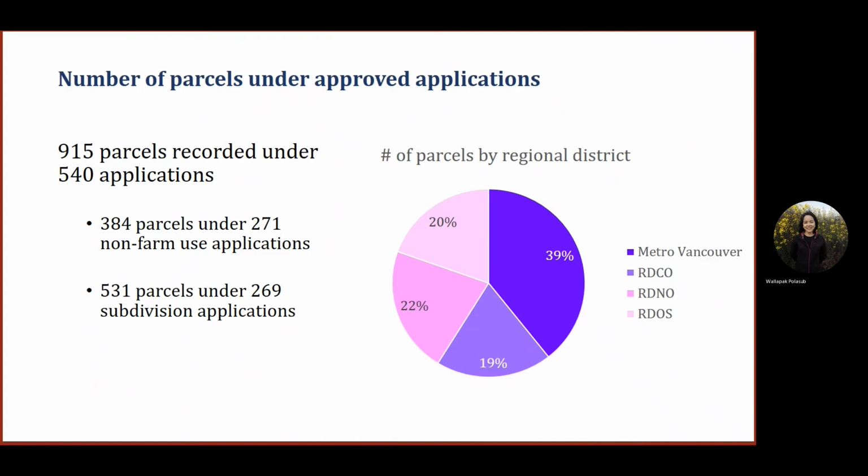So here is a summary, just an overview. We have investigated 540 applications, but oftentimes there are more parcels involved in one application, and that's why we have 915 parcels recorded. 384 parcels are under non-farm use applications, and 531 parcels under subdivision applications. When we look at the pie chart on the right, we'll see that Metro Vancouver has a little bit more parcels overall compared to the other regional districts.